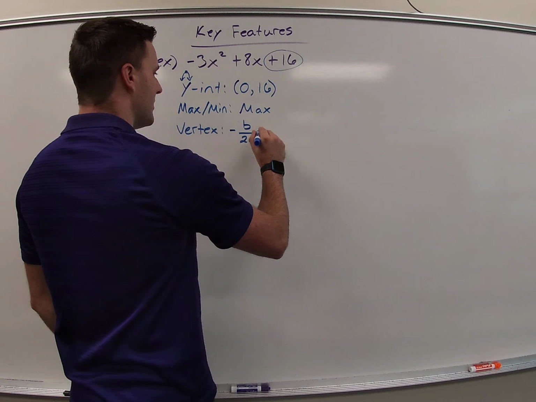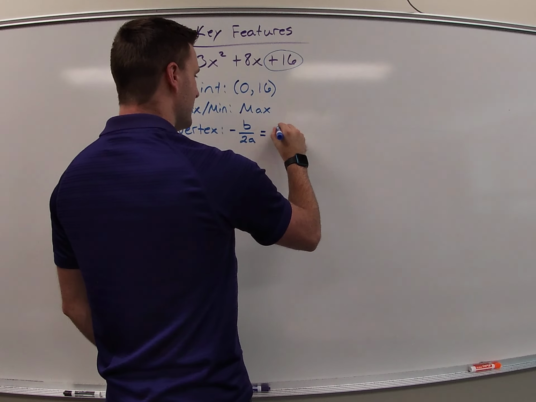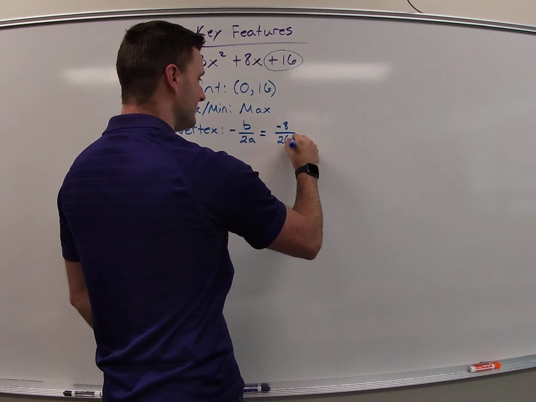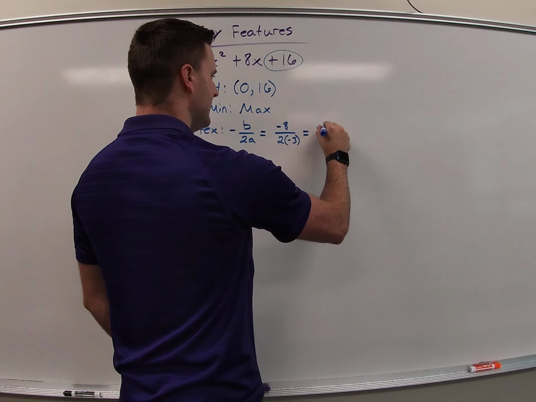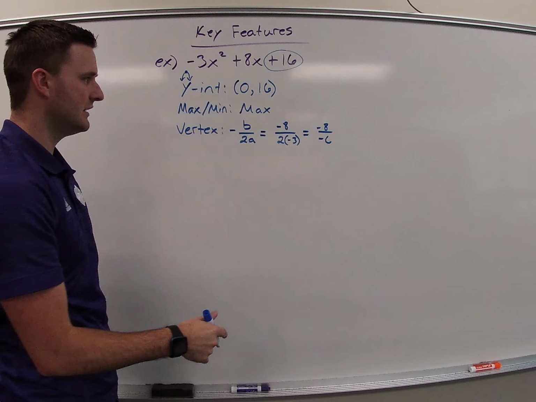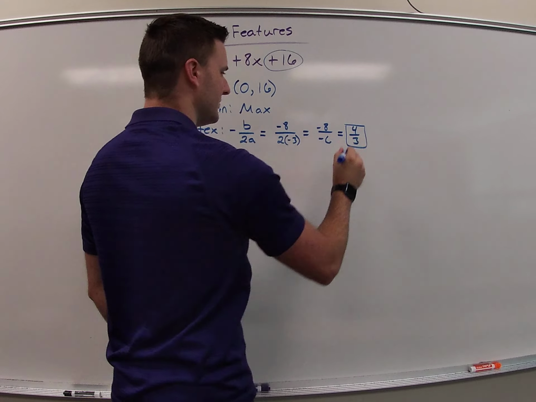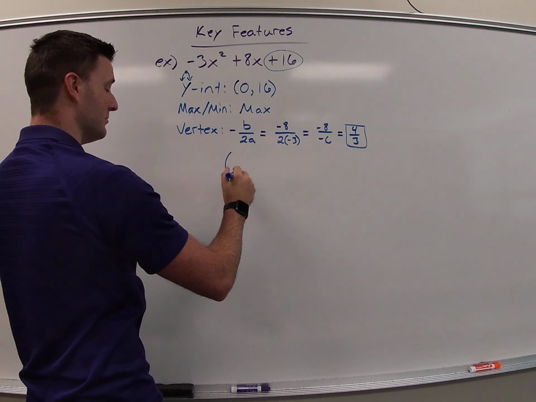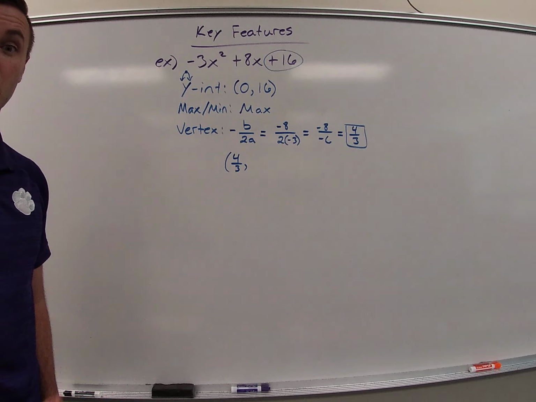So let's see what we have. So opposite of b. Here's what it's going to look like. b is a positive 8, so the opposite of that would be a negative 8. So we have negative 8 divided by 2 times a, and a is a negative 3. Okay, so we have negative 8 over 2 times negative 3, which is negative 6. Now if I put that in my calculator, I reduce this. A negative divided by a negative is positive, and 8 divided by 6 reduces to 4 over 3. Now this is just the x value. So what we're saying is that our vertex, or our maximum, is going to be (4/3, something else). Well, I need to know what that is.